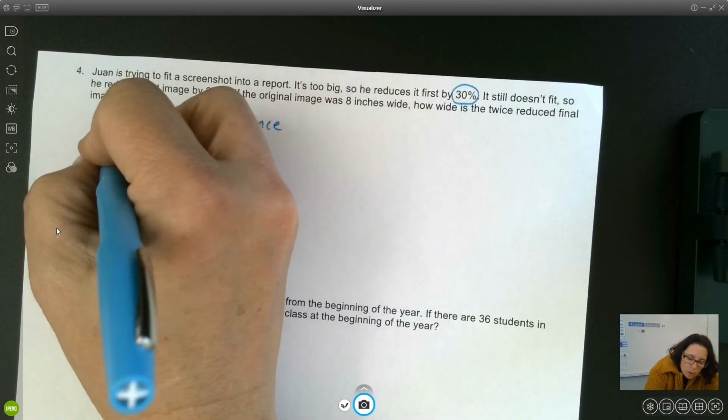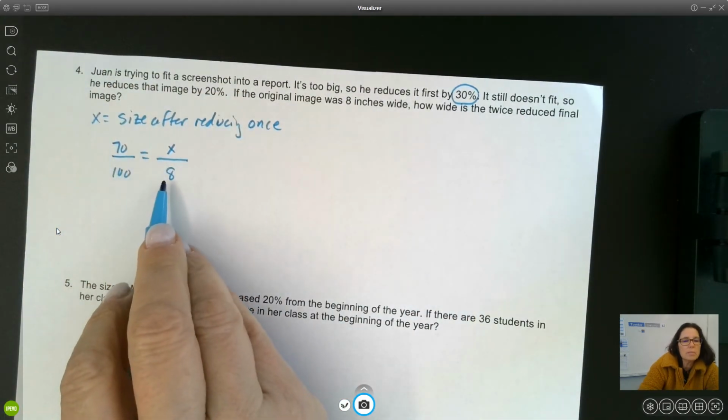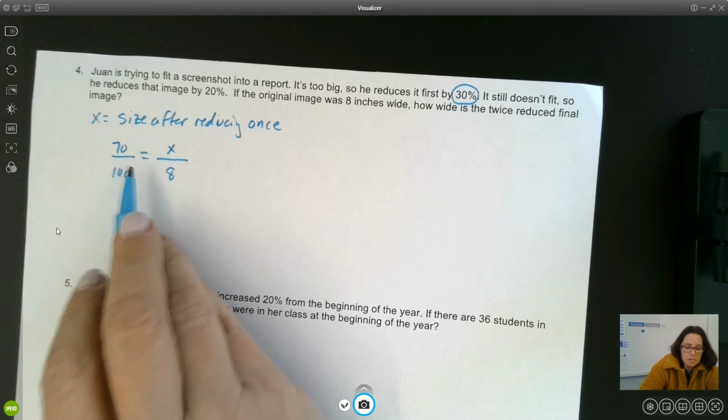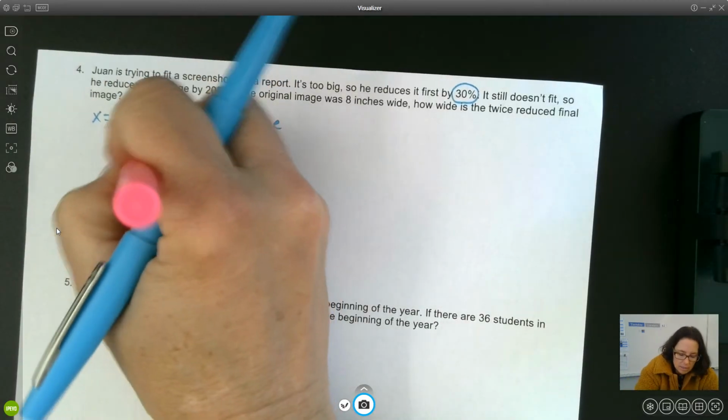I'm going to be smarter about this. I'm looking for 70% of the original image. That's what I'm looking for. So this is how I'm going to set it up. Yes, you could put 30 in there, but then you'd have to subtract it off the 8 at the end.